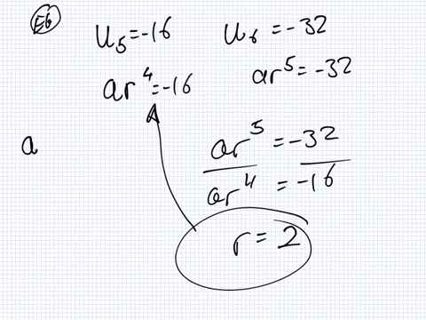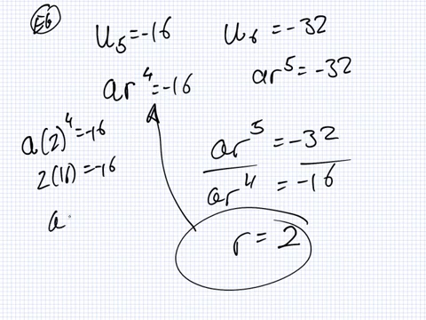I can take this and put it in here and get A. You're right, but I just feel that you don't have to divide. You can just find R by dividing minus 32 by minus 16. I know in this case because they're neighbours, but that's not always going to happen. A times 2 to the power 4 equals minus 16. A times 16 equals minus 16, so A equals minus 1 then.